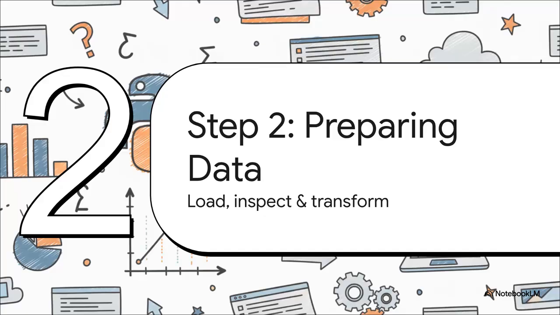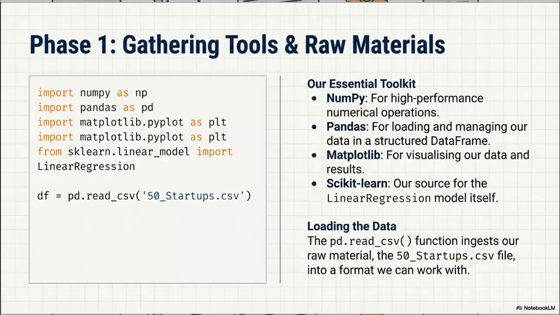Now for step 2, preparing the data. And let me tell you, this is probably the most important part of the whole process. Any model is only as good as the data you feed it. So we need to load it, check it out, and transform it so our algorithm can actually make sense of it. Our very first move is simple, but it's vital.